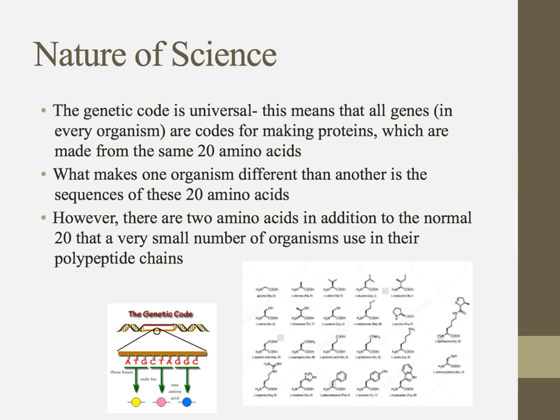There are a very small number of organisms that actually use 22 amino acids. These two are weird and not very common, but they are used in the polypeptide chains of just a couple organisms. And that'll do it for chapter 2.4 on proteins.